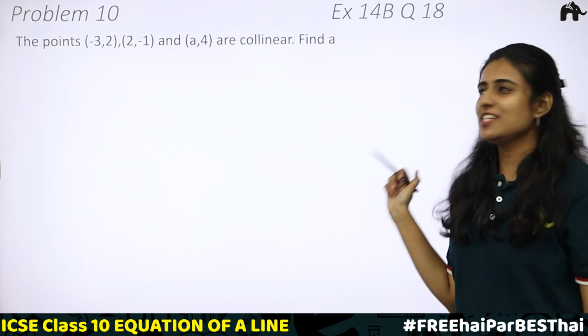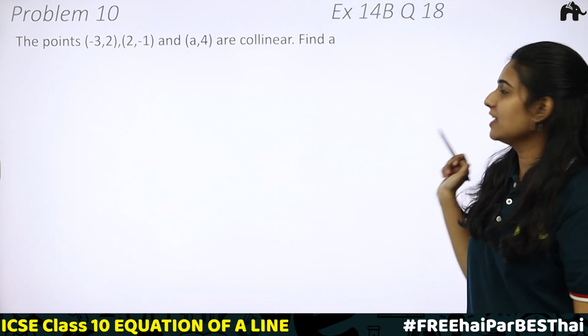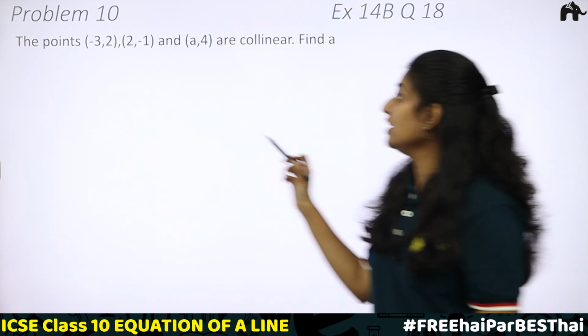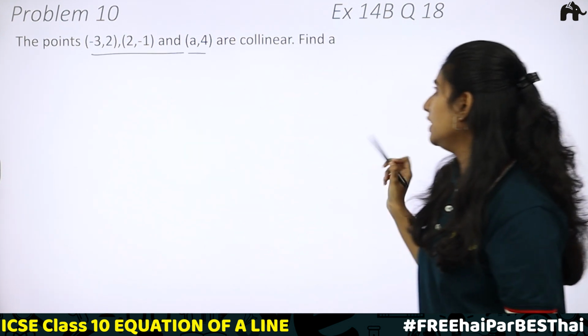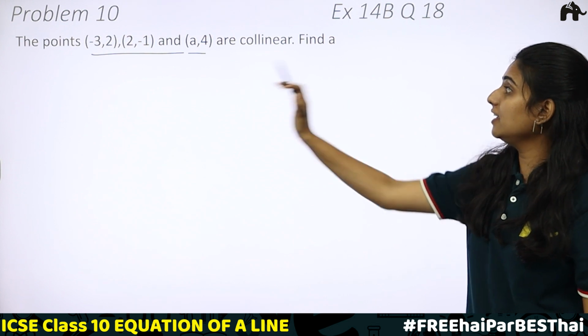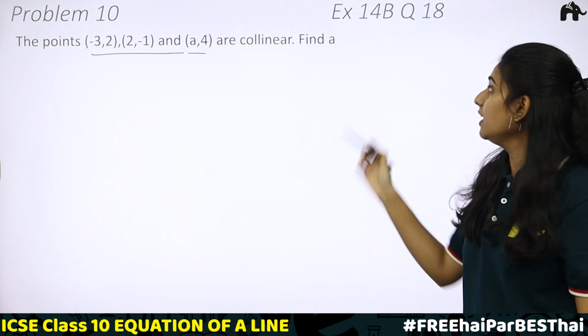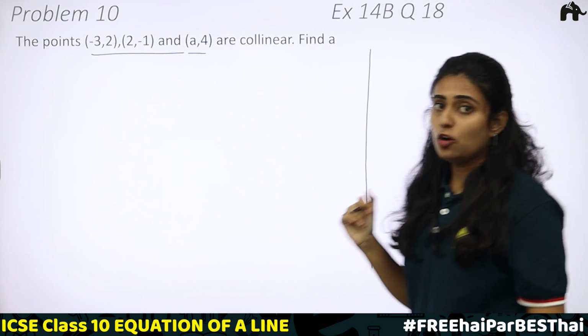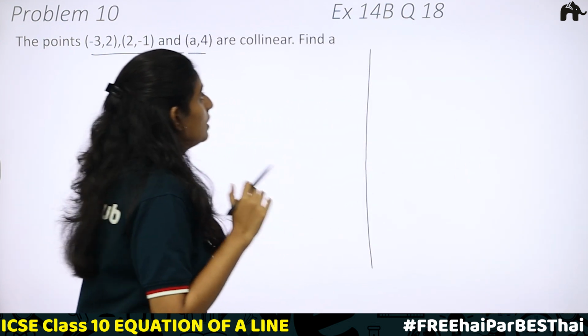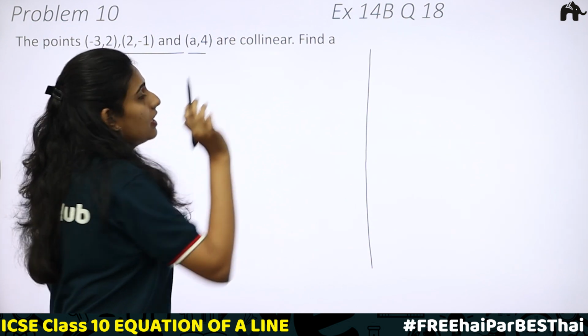Here we have the last question for today, problem 10, question 18 of exercise 14b. The points (-3, 2), (2, -1) and (a, 4) are collinear. Find a. Here it is given that these three points are collinear. We need to find the value of a. For collinear points, when you take the slopes between different points, we will get them equal.